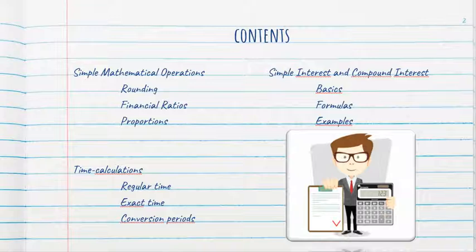We are going to then jump into simple interest and compound interest. We're going to talk about their basics, the formulas, the examples. Then we're going to go into time calculations. We're going to talk about the regular time, the exact time, the conversion periods, and we're going to learn to use the famous tabla del banquero.